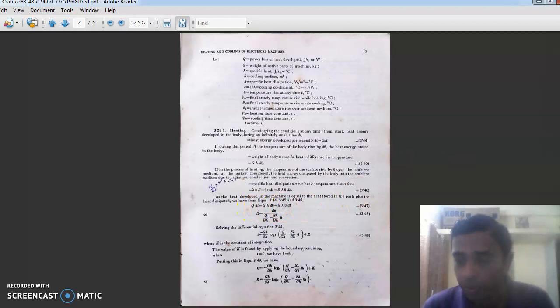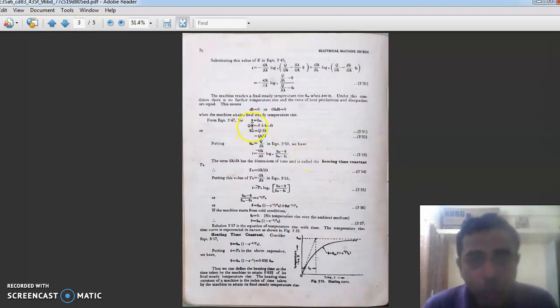Now q dt is nothing but the heat dissipated, that is s lambda theta dt. From here theta m is q by s lambda. So theta m is q by s lambda, and if you substitute theta m for q by s lambda in this equation, we get t equal to minus gh by s lambda log to the base e of theta m minus theta, by theta m minus theta I.